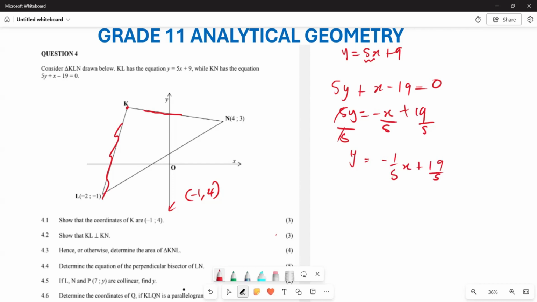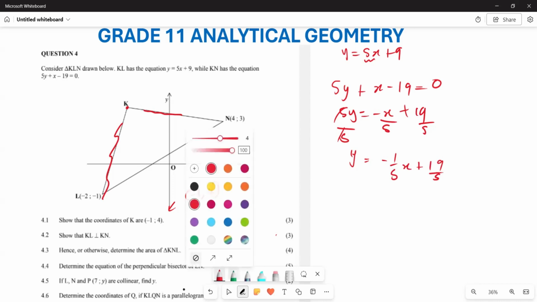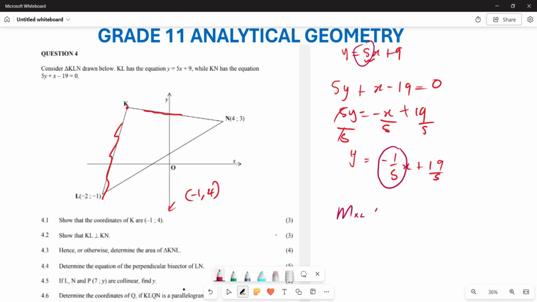And now from here, you are going to take both of these gradients. You are going to take the gradient of -1/5 and also 5, and multiply them both. So this is going to be the gradient of our line KL multiplied by the gradient of KN. In terms of what you are going to get, this is the same as 5 multiplied by -1/5. The answer that you are going to get is -1.